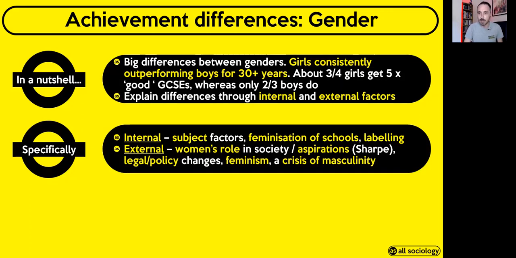We can also look at the role of laws and policies that have helped, particularly that changing role of women in society. So thinking about things like the 1970 Equal Pay Act, the 2010 Equality Act, or even the 1975 Sex Discrimination Act, all of these things encouraging women to go out and work and get a fairer deal than perhaps they might have got beforehand.